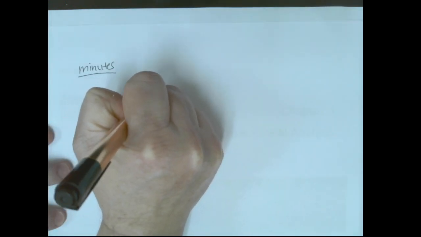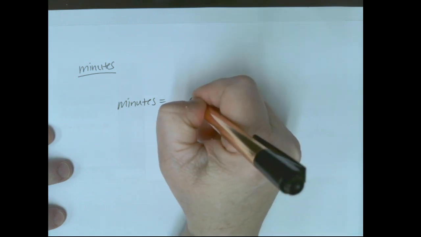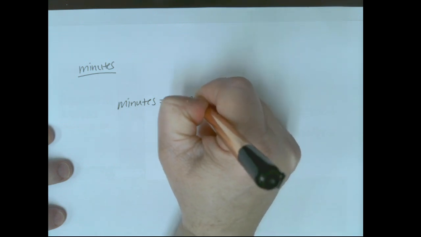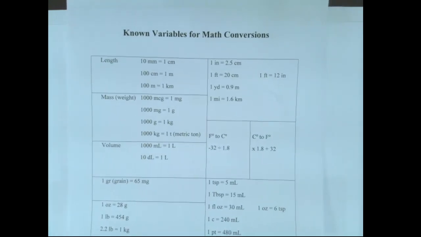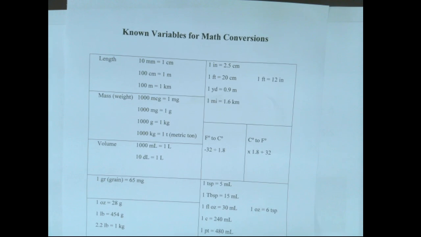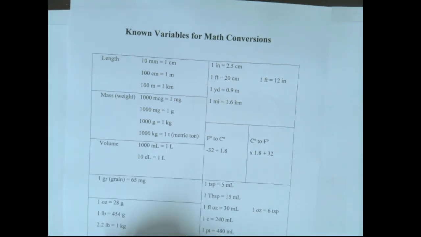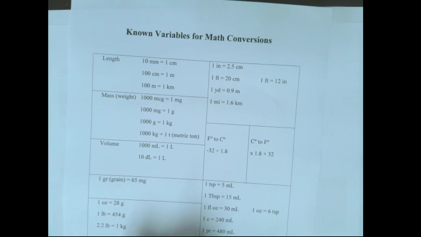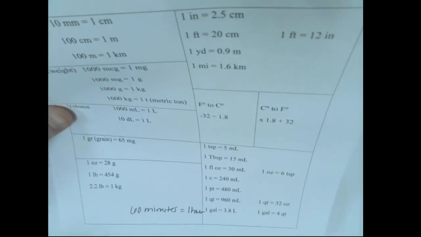So minutes is what I'm solving for. Minutes equals. So what do I want on the right-hand side of the equal sign? Since minutes is on the left, I want minutes on the right. If I look at my known variables, that conversion sheet that I provided for you, this one doesn't have anything related to minutes. However, I know that 60 minutes is 1 hour. So that's the conversion that I'm going to use.